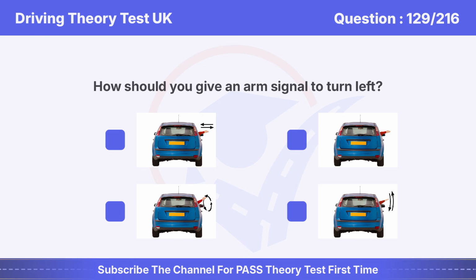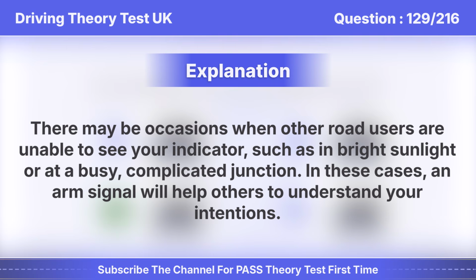Question 129. How should you give an arm signal to turn left? Answer is C. There may be occasions when other road users are unable to see your indicator, such as in bright sunlight or at a busy, complicated junction. In these cases, an arm signal will help others to understand your intentions.